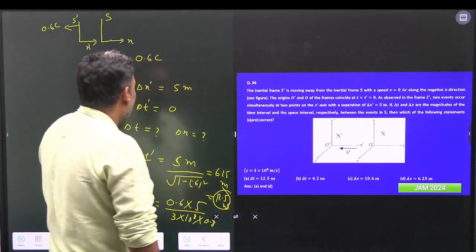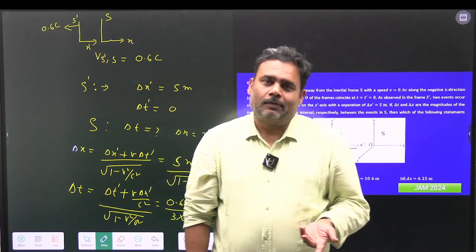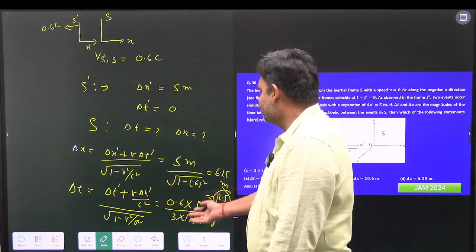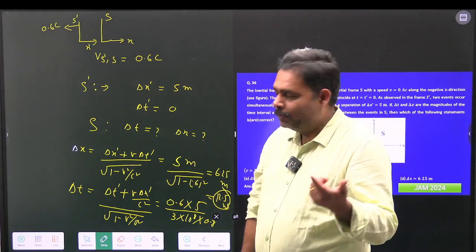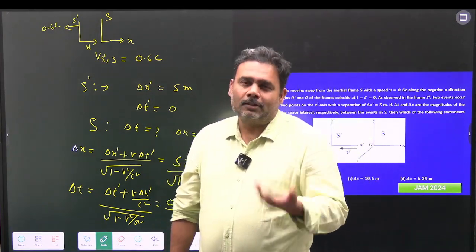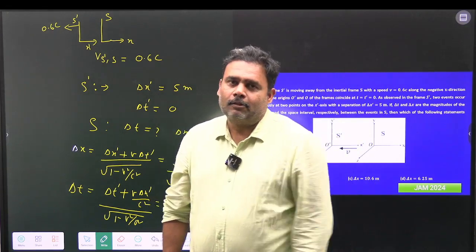The only thing is that you have to read this question properly, use the Lorentz transformation nicely, and do the calculation in a very efficient way. This is just a very simple numerical. So students, this is such a simple question, you just have to prepare the formula and you can easily solve this type of question.